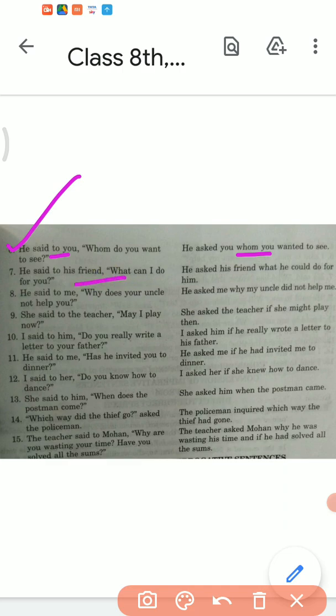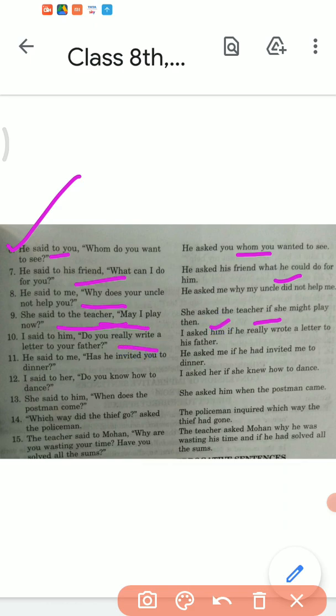He said to his friend, what can I do for you? He asked his friend what he could do for him. ठीक है? Now he said to me, why does your uncle not help you? He asked me why his uncle did not help me. She said to the teacher, may I play now? She asked the teacher if, we have put here, because this reported speech has been started with an auxiliary verb. So we will write here, if she might play then.